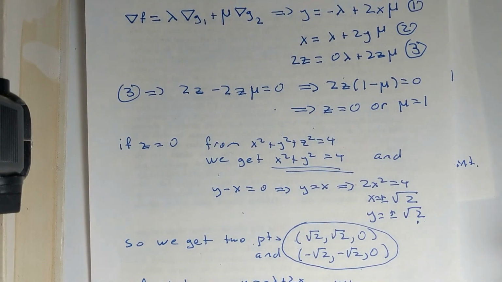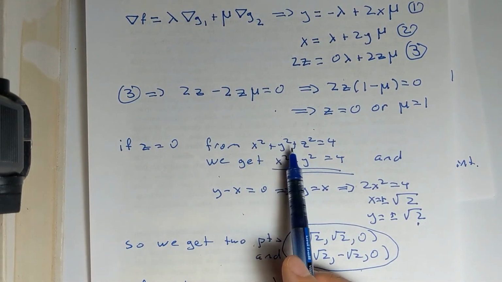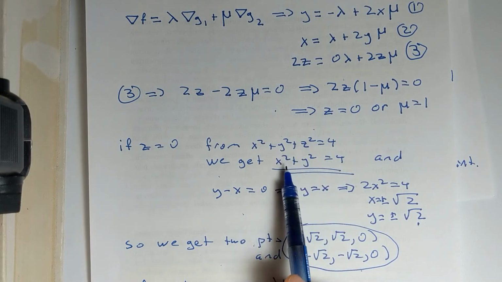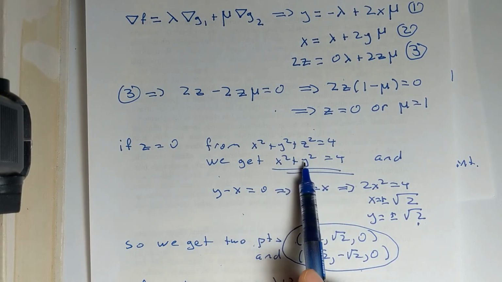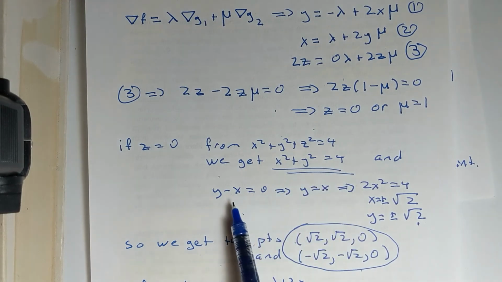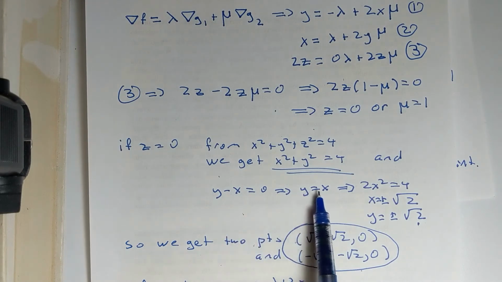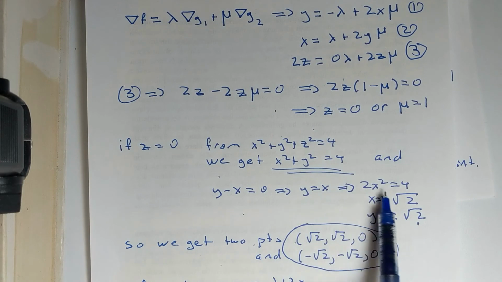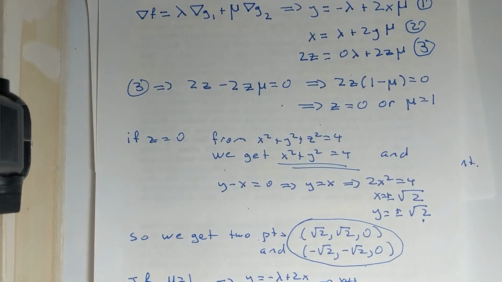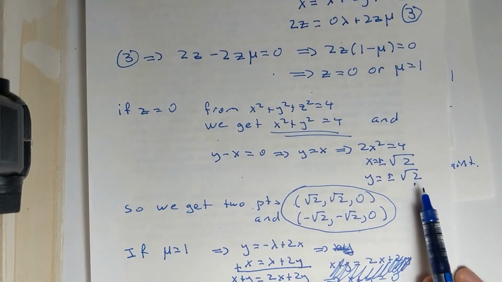Now, if z is equal to 0, from the sphere equation x squared plus y squared plus z squared, when z is equal to 0, that reduces to x squared plus y squared equals 4. From the plane equation y minus x equals 0, we get y equals x, so this is going to say 2x squared equals 4. And x is equal to plus or minus the square root of 2, and y is equal to plus or minus the square root of 2.